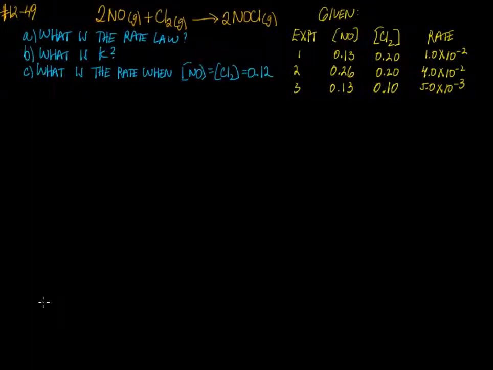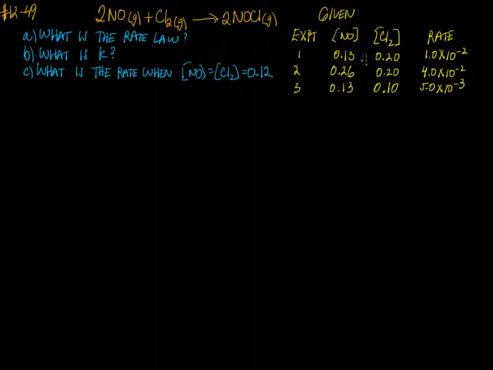Problem, we're given the initial rates listed in the following table that were determined for this reaction. Nitrogen oxide plus chlorine gives this compound here. So we're given 3 experiments with different concentrations of NO and Cl2 and the rates for those 3 experiments. And we're asked to answer these 3 questions here. What is the rate law?